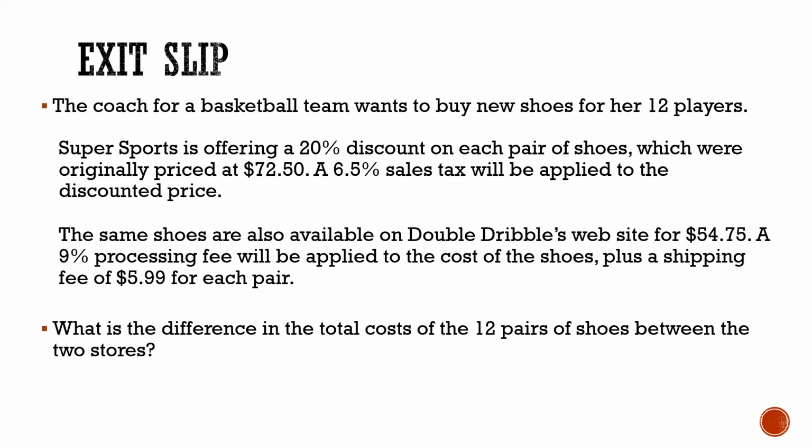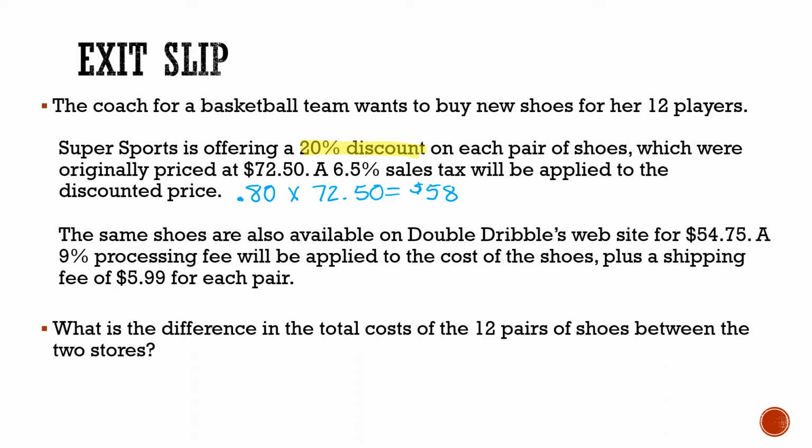So we first need to figure out what we are paying at Super Sports. If you're getting a 20% discount, then that means you're paying for 80% of that original price. So we're going to write that as 0.80 multiplied by 72.50. You're welcome to use a calculator on this. So 0.80 times 72.50 gives us 58. So that means you're only paying $58 for each pair.